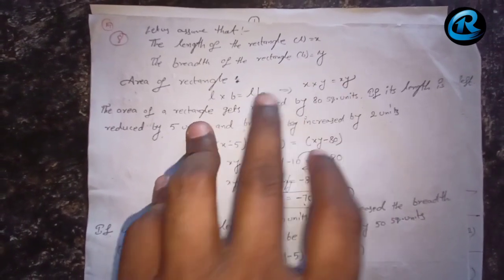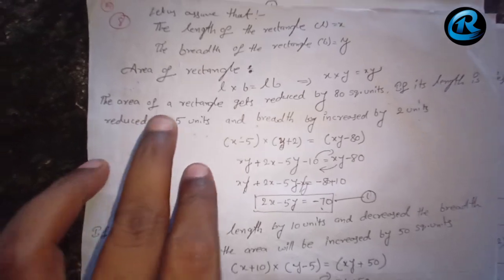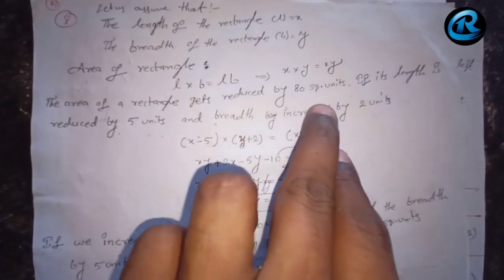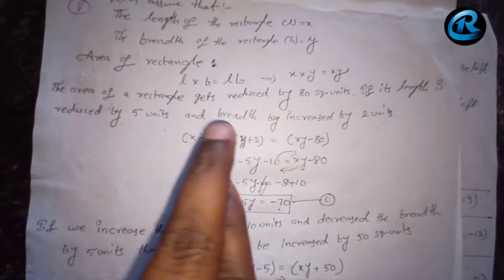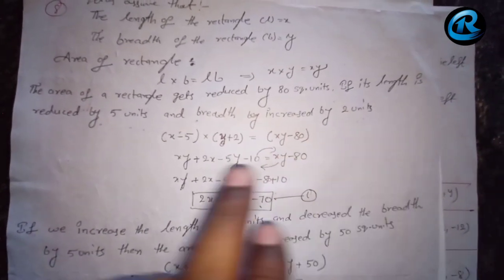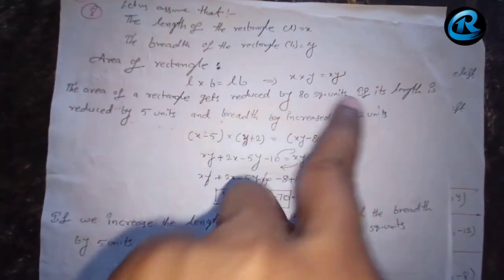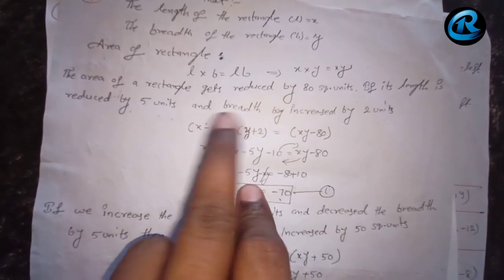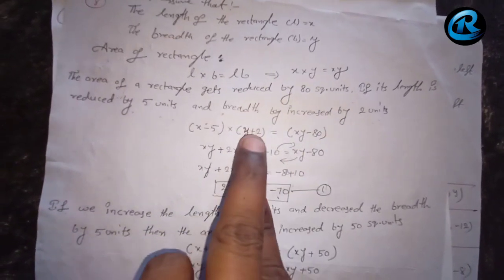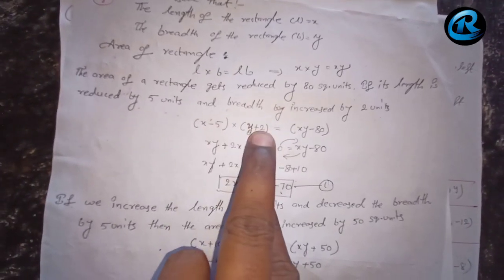L into B equal to LB. So here he has given clearly statement number 1. The area of the rectangle gets reduced to 80 square units if the length is reduced by 5 units and the breadth is increased by 2 units. So length is nothing but x. Length is reduced, so x minus 5, into the breadth, which is increased by 2 units, so y plus 2. Here, reduce means write minus, increased means write plus.